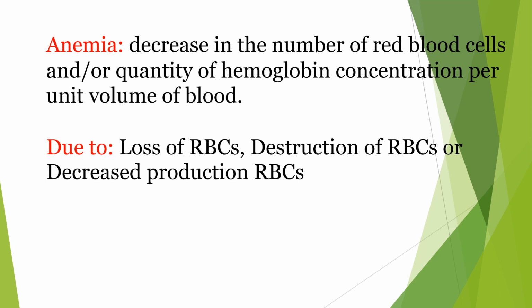In the first part we have seen the definition of anemia, that is a decrease in the number of red blood cells and/or quantity of hemoglobin concentration per unit volume of blood. The anemia is mostly due to loss of RBCs, destruction of RBCs, or decreased production of RBCs.